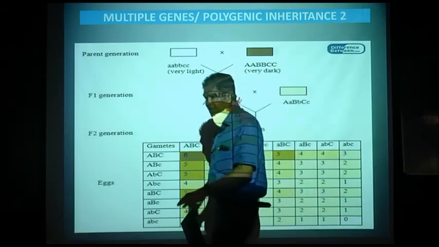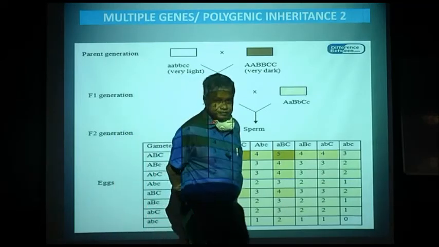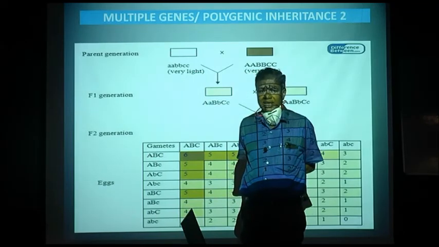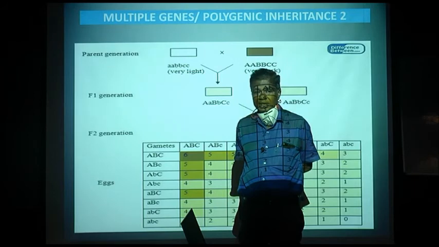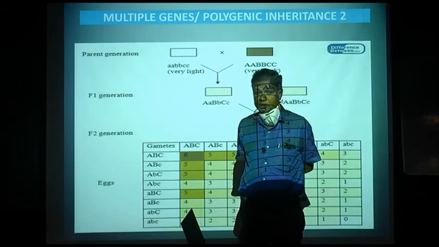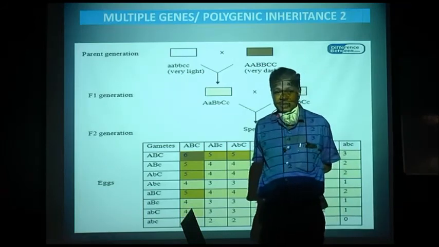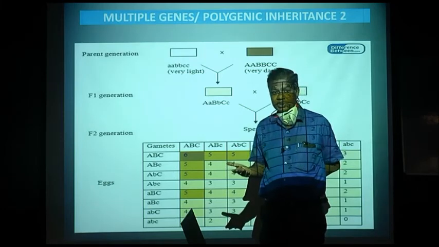Now, the first deviation is incomplete dominance. Incomplete dominance is the condition where instead of getting the 3:1 ratio as expressed in the Mendelian monohybrid cross, we get a 1:2:1 ratio. This is the genotypic ratio. The phenotypic ratio according to Mendel is 3:1, and the genotypic ratio is 1:2:1. In incomplete dominance we get 1:2:1, so the phenotypic ratio and genotypic ratio are the same.